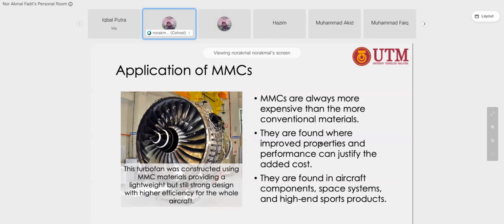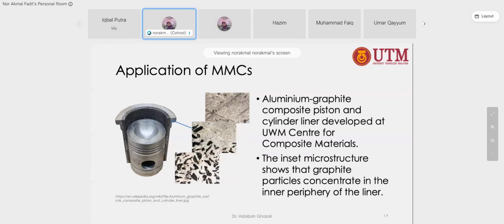This turbofan was constructed using MMC materials, providing a lightweight but still strong design with higher efficiency of the whole aircraft. Here is an aluminum graphite composite piston and cylinder liner developed at UWM Center for Composite Materials. The inside microstructure shows that graphite, the black one, is a particle concentrated in the inner periphery of the liner.